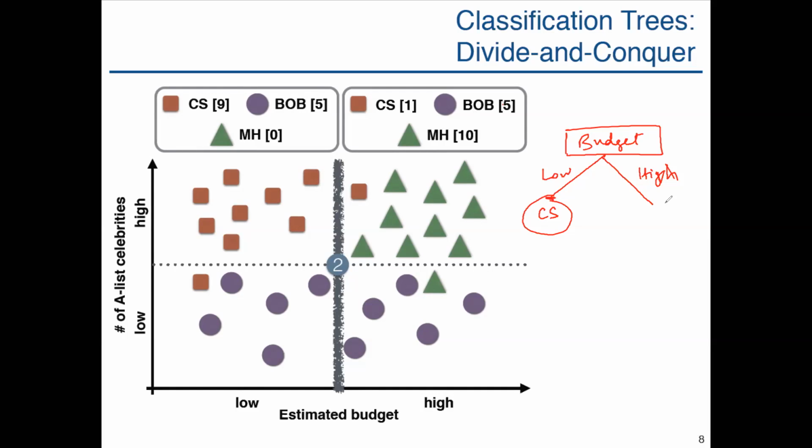On the right side, when the budget is high, the majority of these movies are mainstream hits. So since the majority is this, we say this is going to be a mainstream hit. Okay, so this is the process that we would follow initially.